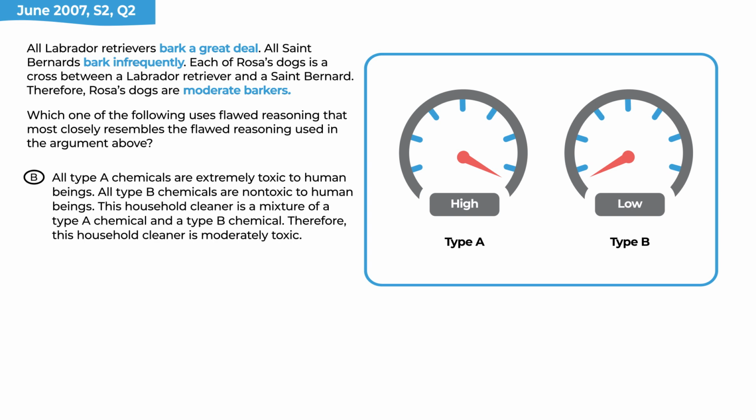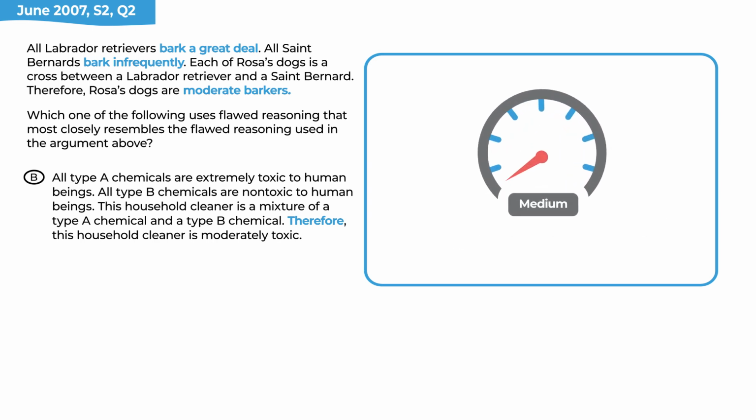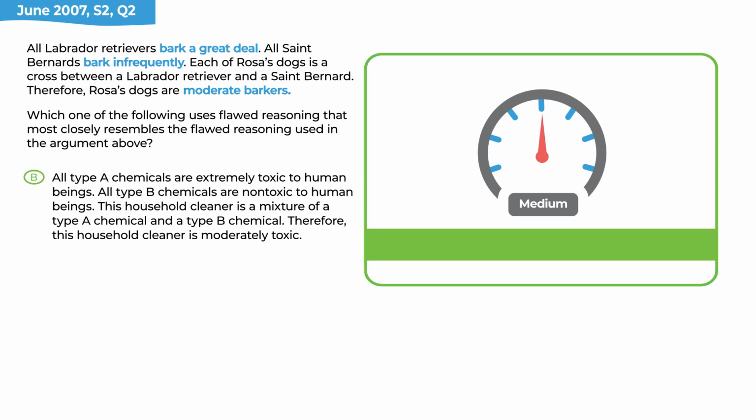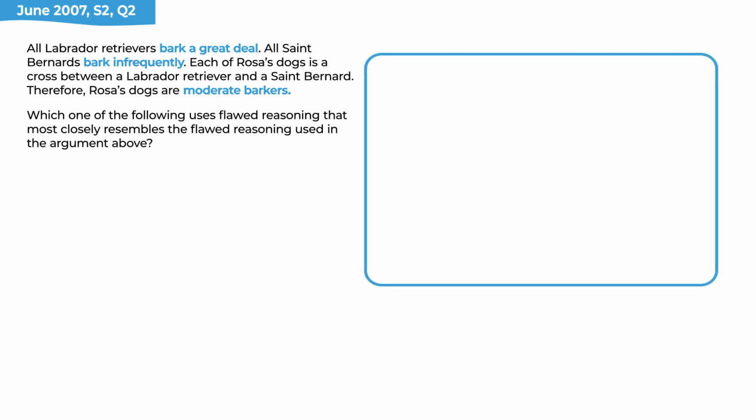We also know that this household cleaner is a mixture of a type A chemical and a type B chemical. Therefore, here's the conclusion, this household cleaner is moderately toxic. So we have a mixture between the two, and we get an outcome that's somewhere in between. This one looks really good. Let's hold on to answer choice B and see what else they give us. Now let's look at answer choice C.